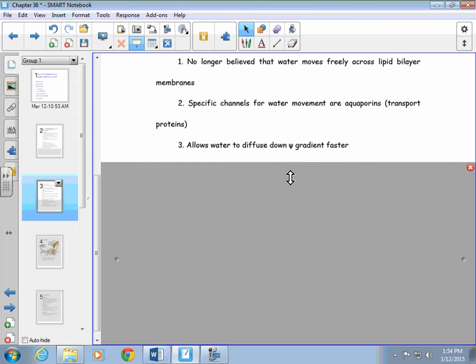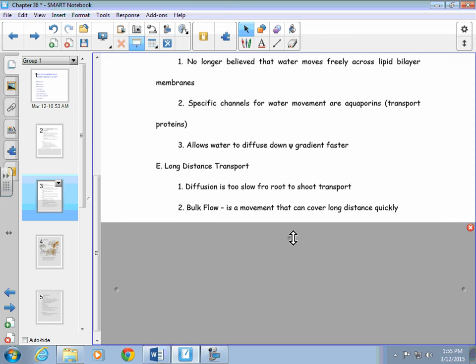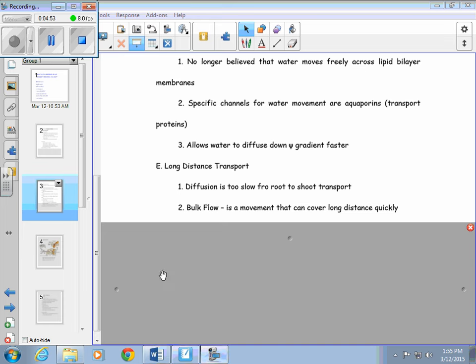Moving water a long distance, so long distance transport of water does not happen by diffusion. And I have a spelling mistake there. Diffusion is too slow to move water from the root all the way up to the stem and the leaves. So bulk flow is going to be a movement that moves water over a long distance very quickly.